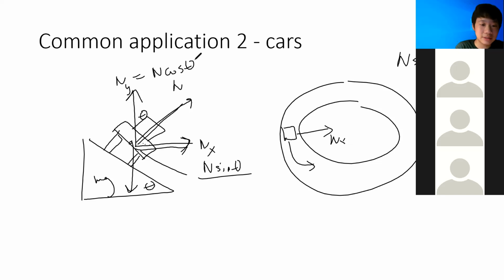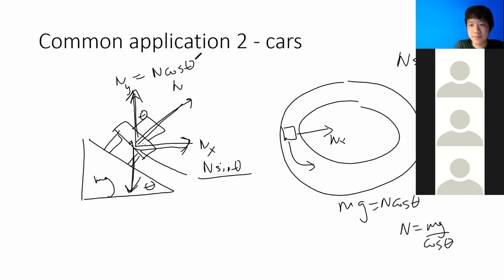What is n cosine theta? Well, let's look at these forces in the vertical plane. mg exactly counteracts normal force, so mg equals normal force cosine theta. So n equals mg over cosine theta. If we were to plug in n right here, then mg sine theta over cosine theta equals mv squared over r. Cancel these. Since sine theta over cosine theta is tangent theta, then tangent theta equals v squared over r times g. So theta is the inverse tan of v squared over gr.